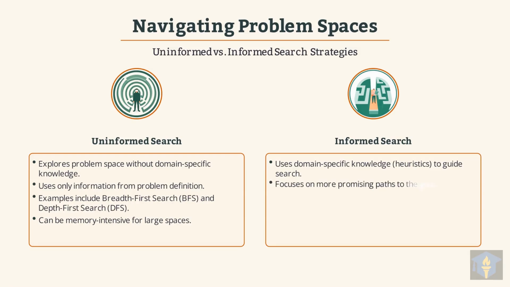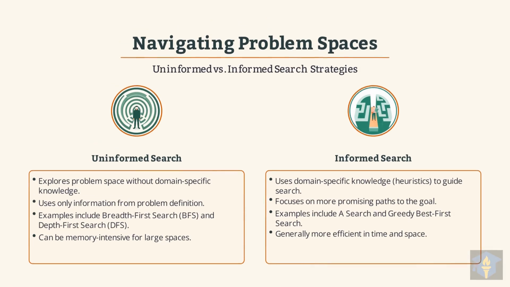This allows them to focus on more promising paths, leading directly towards the desired goal. Examples include the A* search algorithm and the greedy best-first search algorithm. Informed search is generally more efficient, saving both time and computational space during problem solving.